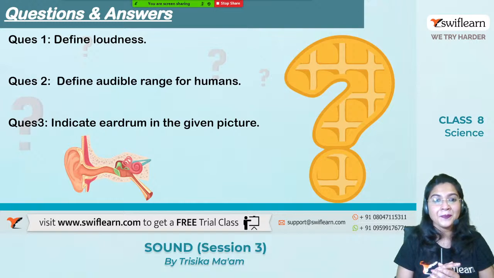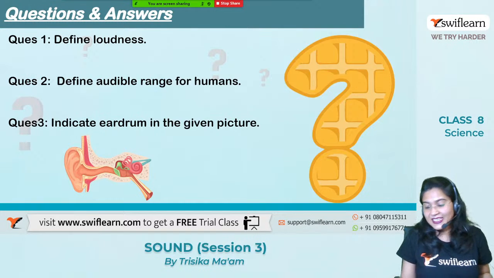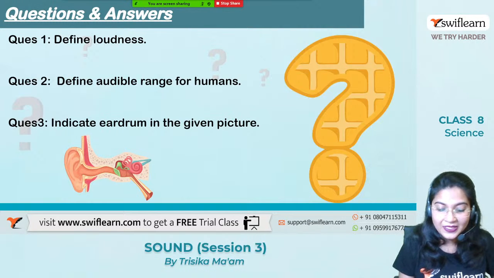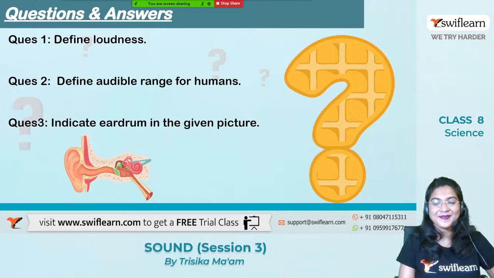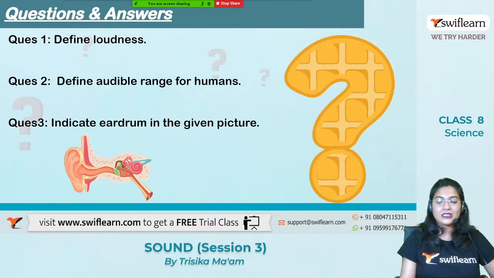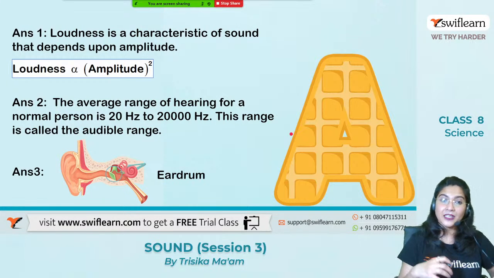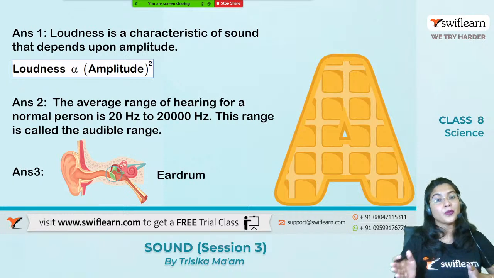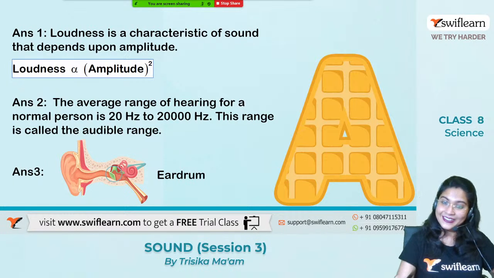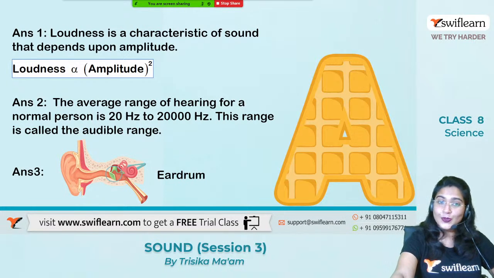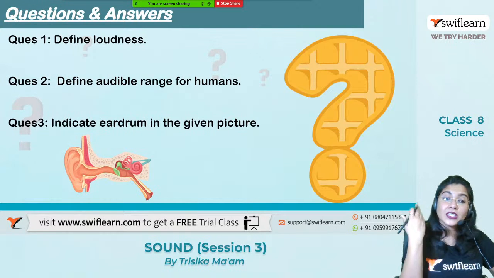Yes, Mantra, will you be able to try? Define loudness. Anybody else also? Please try and write it down in the chat box. Let me see who can give me the correct answer. So, what is the loudness? The loudness is the characteristic of the sound that depends upon the amplitude, right? So, the loudness is always proportional to the amplitude square. We have already studied this, right? So, you have to write down this equation also. Clear? Okay, now let's move on to the second question.